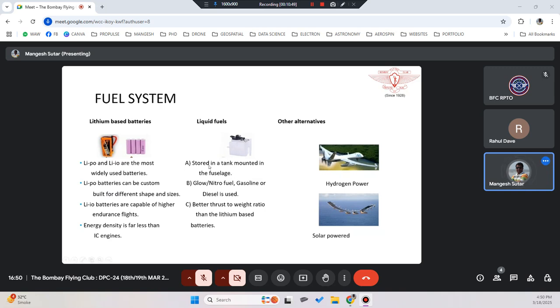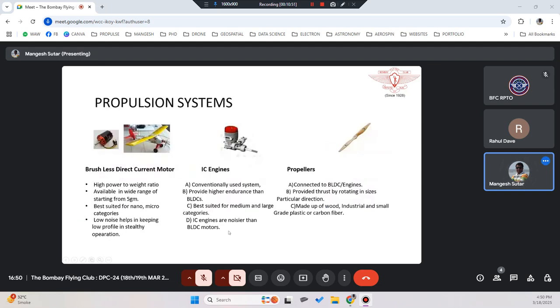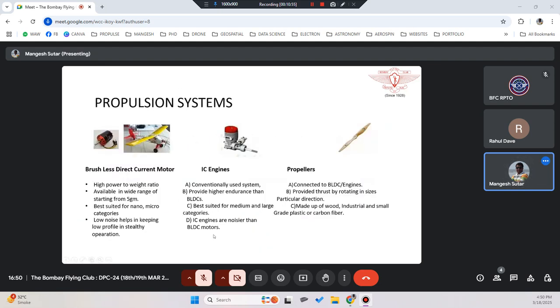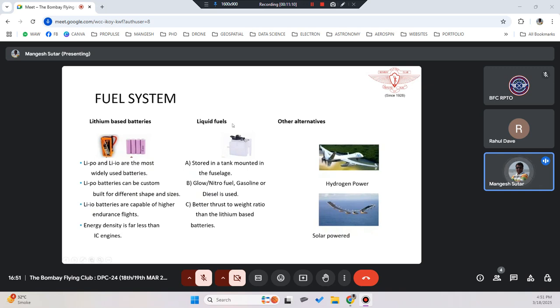So that's why it is very clear where each is used: liquid fuel for medium and large, whereas electric is for nano and micro, and in both categories you can have a small class also. Depending upon usage, mostly the IC engines are used in the medium and large class.